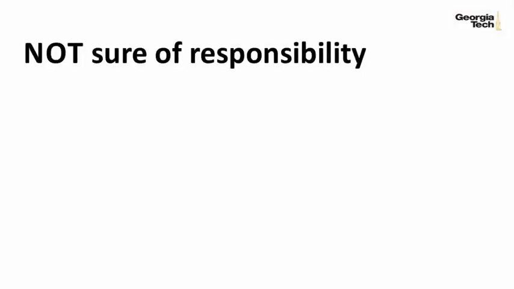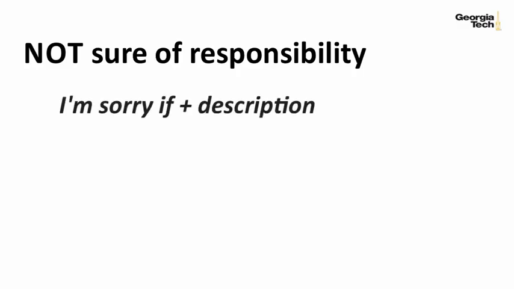Since email communication is not as simple as it appears, and mistakes can happen for both writers and recipients, there are situations in which it is difficult to determine who was in fact responsible for a mistake or unfortunate circumstance. In other words, you are not sure of your level of responsibility for a mistake. In this case, write an apology using I'm sorry if with your description. To illustrate, let's take a look at the following examples.